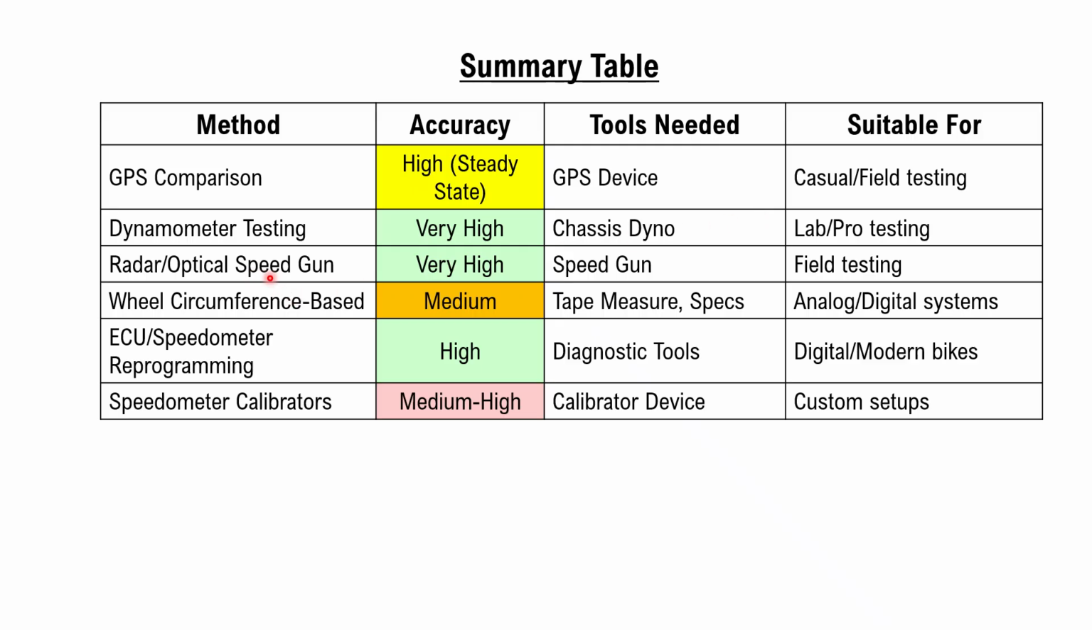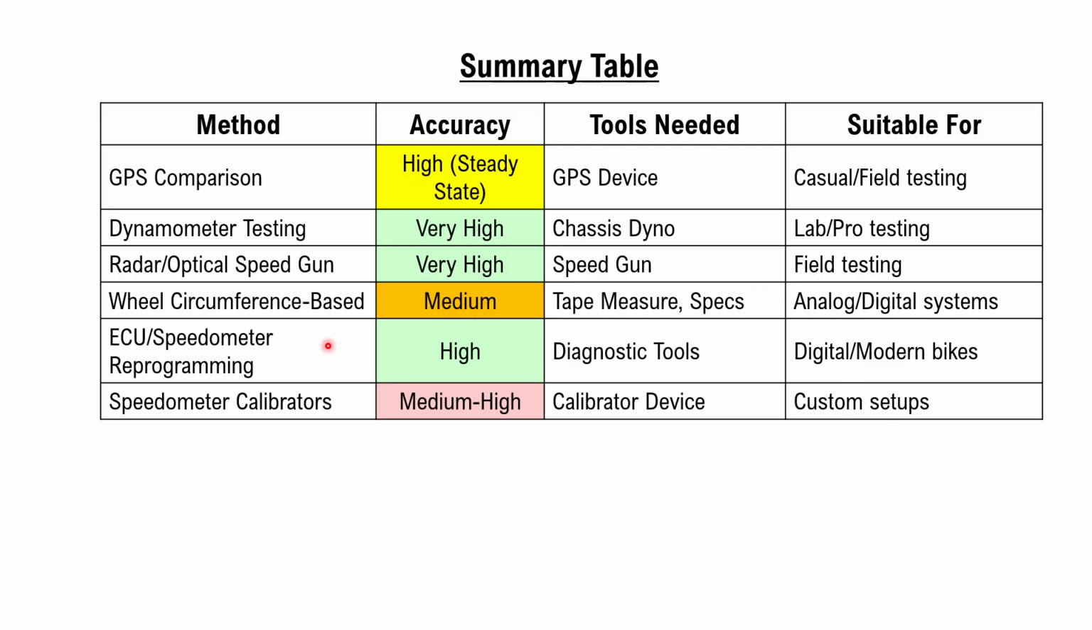Regarding radar and optical speed gun, its accuracy, of course, is very high. The tool used here, as the name indicates, is a speed gun. It's particularly suitable for field testing. Now coming to the wheel circumference based method. Its accuracy is medium. It uses tape measure and specs, etc. It is suitable for analog and digital systems.